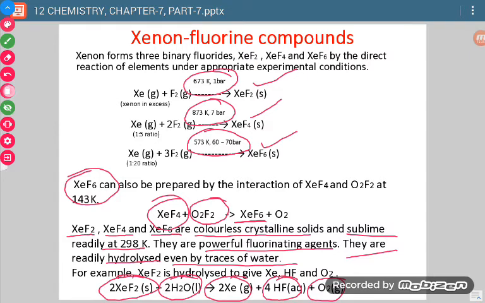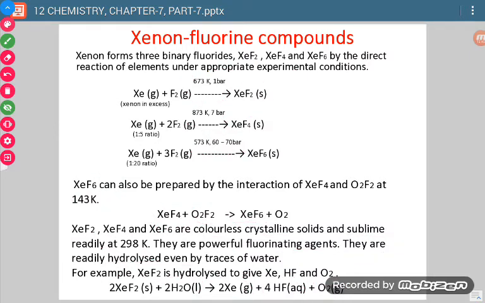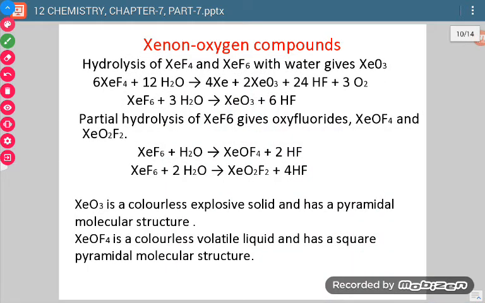So here we discussed that xenon forms a few compounds by combination with fluorine. Similarly, xenon can form compounds by reaction with oxygen. Now if we perform the hydrolysis of XeF4 or XeF6, then XeO3 is formed.